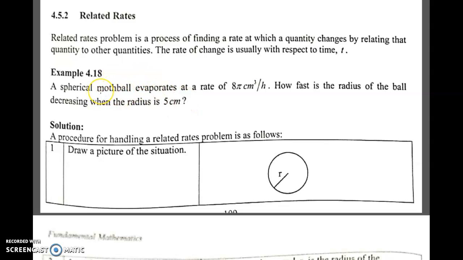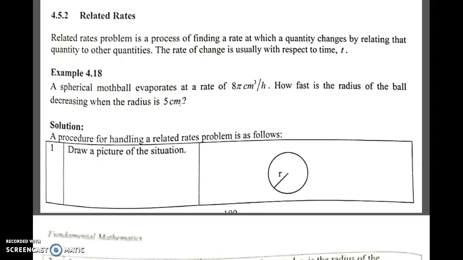Now, a mothball is ubat gegat. Okay, and they are telling us that this mothball evaporates, or becomes smaller and smaller, at a rate of 8 pi cm cube per hour. In 1 hour, this is how much it evaporates. Now then, how fast is the radius of the ball decreasing when the radius is 5 cm? So how fast is the ball decreasing, right? So how do we solve this kind of question?